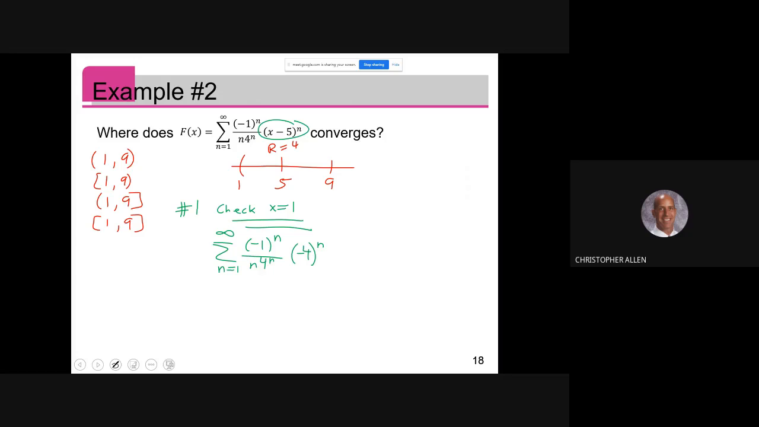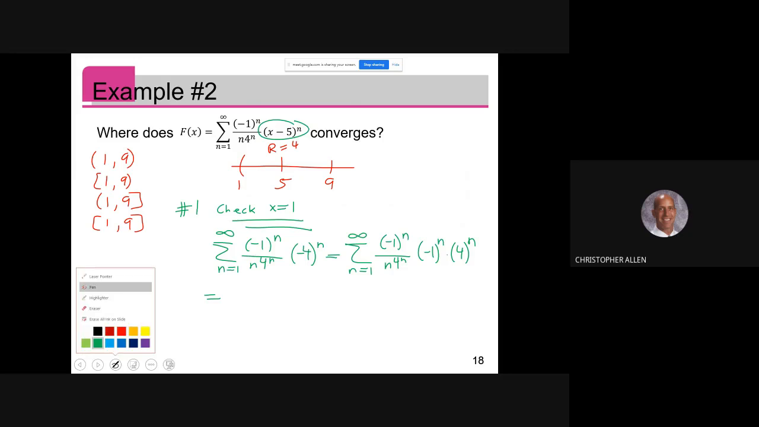Okay, so let's play with that. The sum n equals 1 to infinity of -1 to the n over n 4 to the n. And then I'll write it like this, times -1 to the n. How about that? All right. Will that work? So far, so good? Okay, so let me make a couple little notes here.